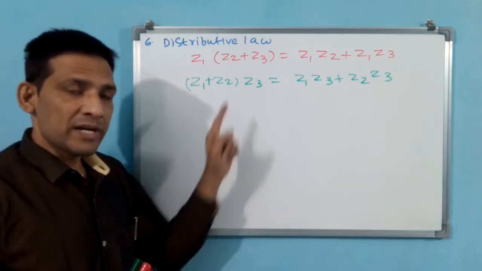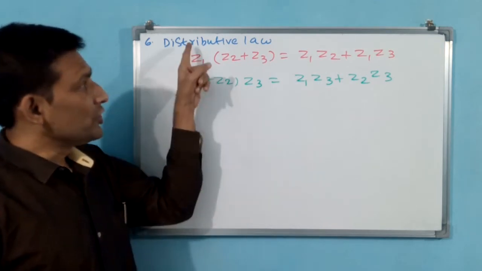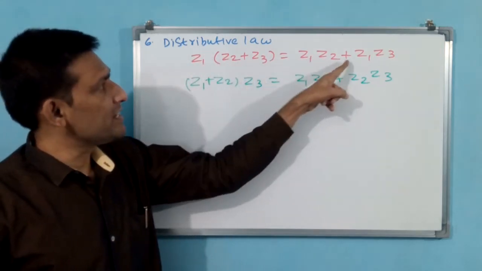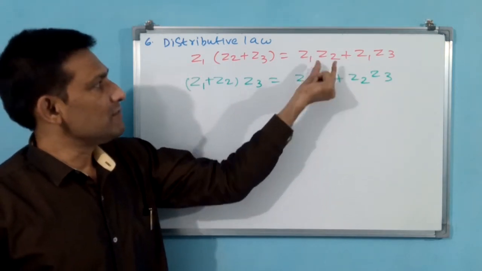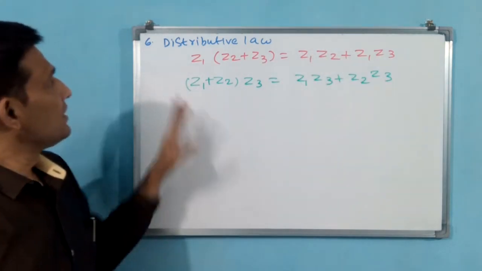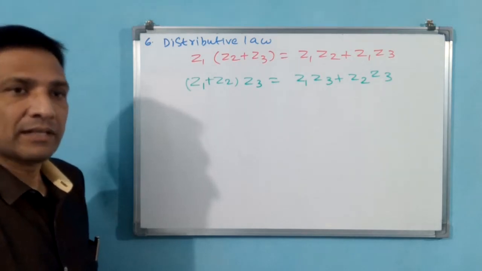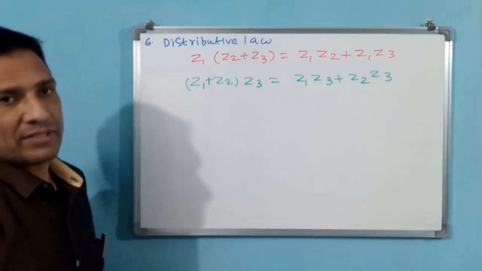See, in addition law only addition will come. In multiplication law only multiplication will come. In distributive law, multiplication and addition both. You see here multiplication is there, here addition is there. Z1 into Z2 is a multiplication. Z1 Z2 plus Z1 Z3, this plus is addition. This is called distributive law. You understand? We have seen all these properties.